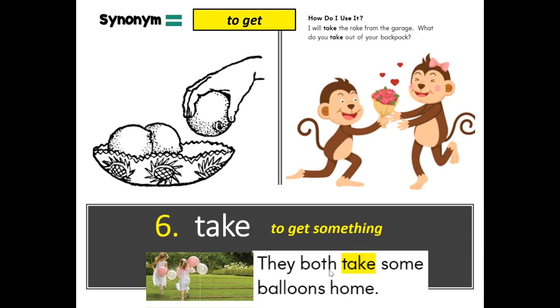All right, how do I use it? I will take the rake from the garage. What do you take or get out of your backpack? So you could say, I will take the rake from the garage, or you could say, I will get the rake from the garage. Or you could say, what do you take out of your backpack, or what do you get out of your backpack? Those words mean the same or similar. So make sure you write take, T-A-K-E for number 6, and then we're going to move on.